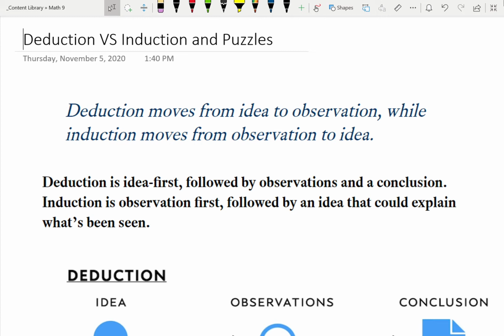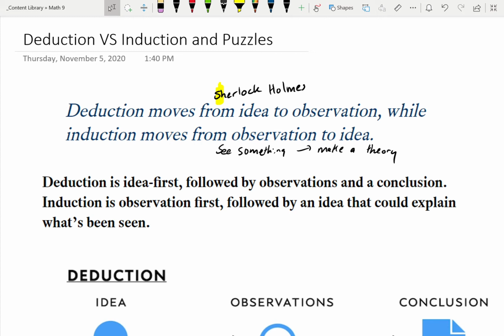The two things we're going to look at are two methods of reasoning called deduction and induction. Broadly, I have two definitions here on our screen. Deduction moves from idea to observation. You may have heard the whole Sherlock Holmes thing. Sherlock Holmes always talks about deduction. He's like, deduction, dear Watson, while induction moves from observation to idea. The idea is that you see something and then you make a theory, whereas Sherlock Holmes has a theory and then he looks for things to prove that theory right.